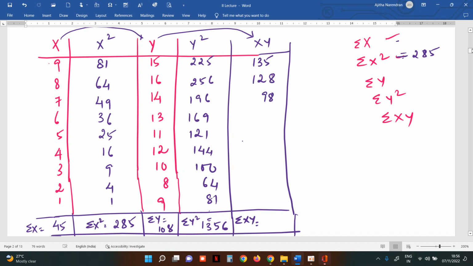6 into 13 is 78. 5 into 11 is 55. 4 into 12 is 48. 3 tens are 30. 8 twos are 16 and 9 ones are 9. So the total is 597. So these are the values which you have got.